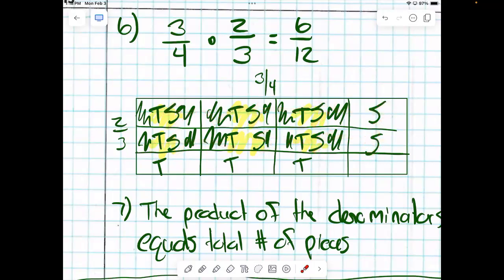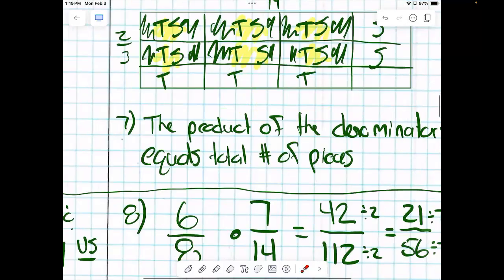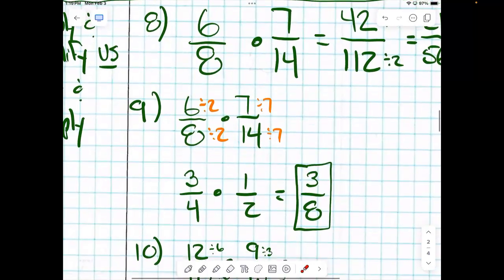Yes. Now to figure out how many are shaded in, we have to look for the T and the S. How many T's and S's are completely shaded in? 6. And that's our numerator, right? Yes. So 6 of the 12 are shaded in, which is our answer. 6/12, yes? Okay, and then obviously we reduce that down.